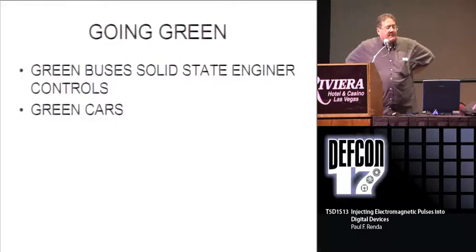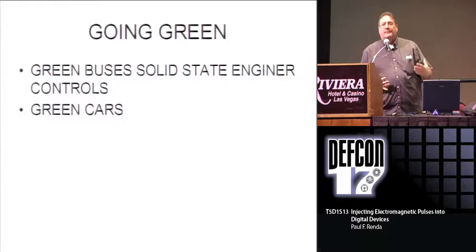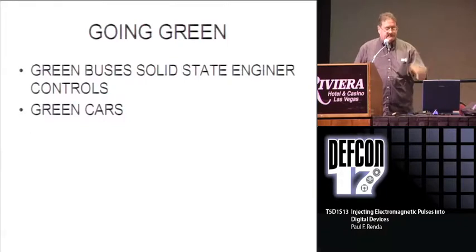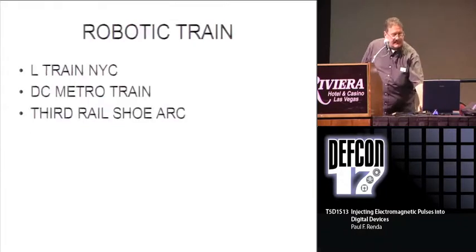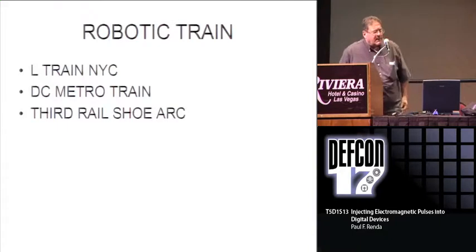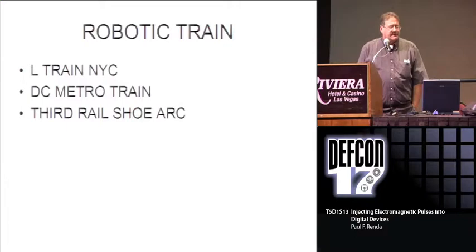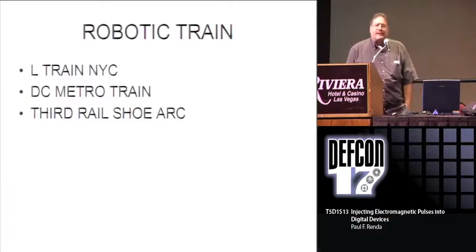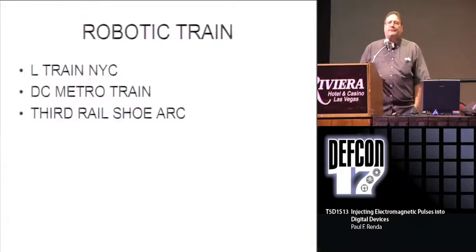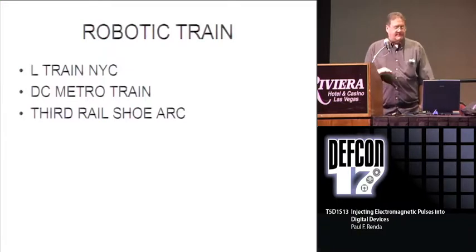Going green, buses, solid-state controls, green cars, everything that we do as we try to go green or smart, it's vulnerable. Robotic trains. The DC Metro train is actually a robotic train. It has an operator, and it has a communication system that communicates where it is with respect to other trains on the system. And there was a recent crash of it. The L train in New York City is also going with the same system.